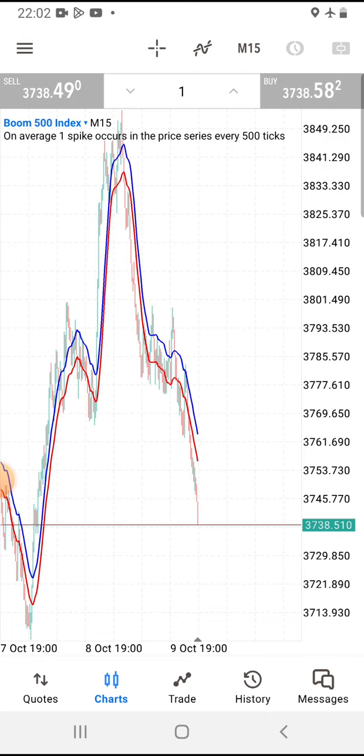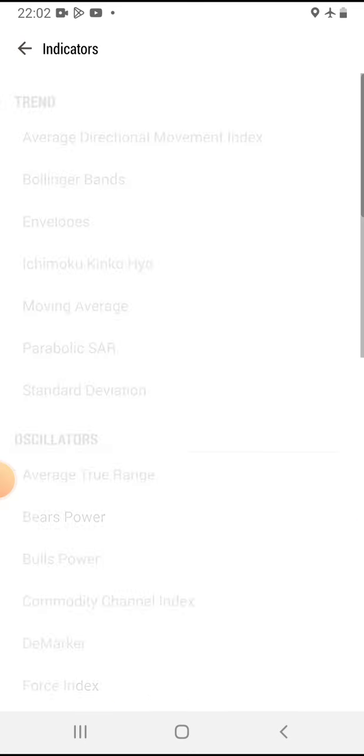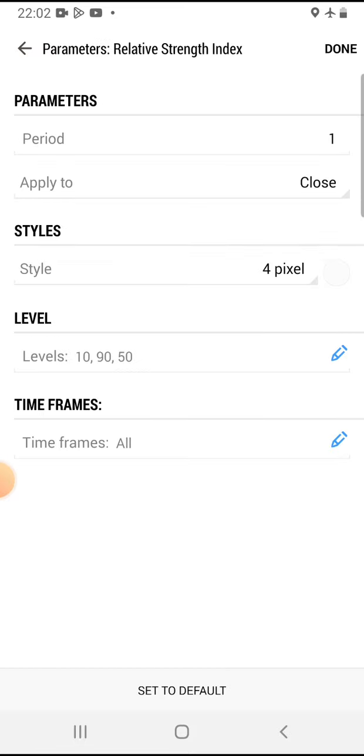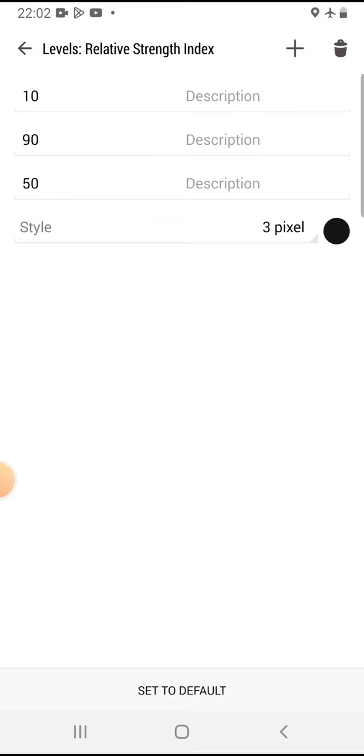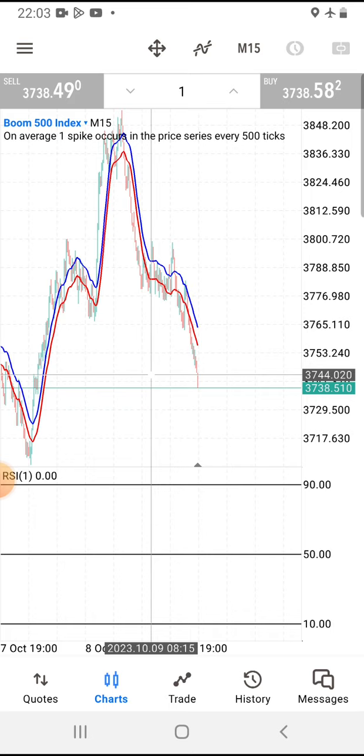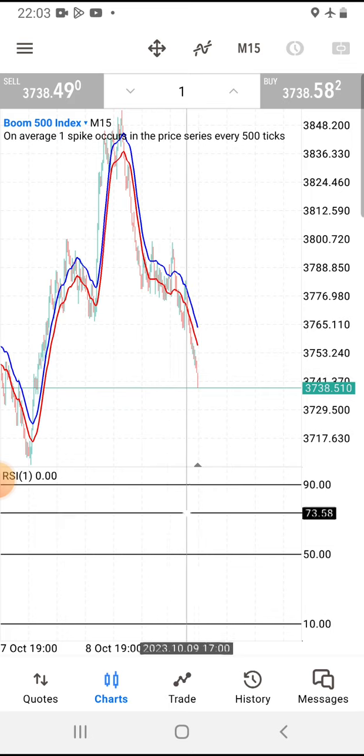The second indicator that we need is going to form our indicator window 1, and that is the RSI, or the relative strength index, and it is going to have the following parameters. We've got a period of 1, apply to close, and the style is white or the same color as your background. So I've got a white background and I chose white there. We're going to need these 3 levels: level 10, level 90, and level 50. So make sure you add them, and you're going to click done. And if you go back, you should be able to see the RSI with the 3 levels that we need.